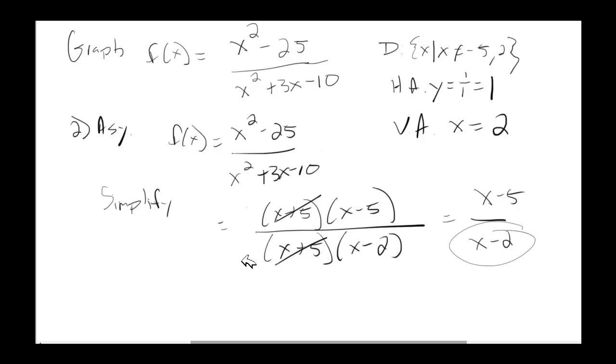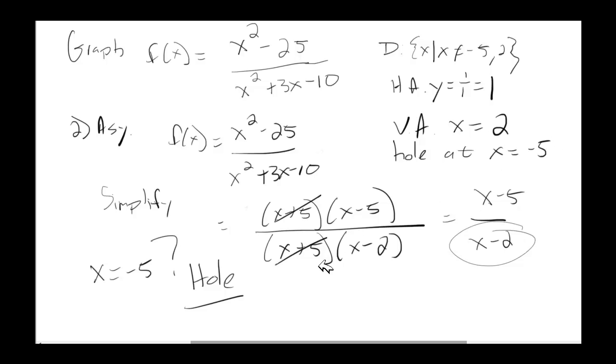So the question is, what's happening at x equals minus 5? Because it's not in my domain, it's not a vertical asymptote. So any problem like this where it's something that screws up the domain but can be simplified, you have a hole at this value. So I'm going to write that down. I have a hole at x equals minus 5.